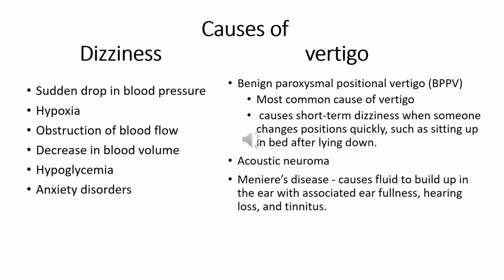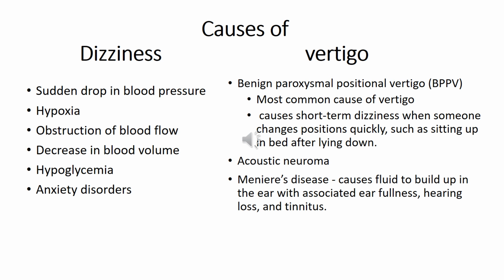There are several different causes of dizziness and vertigo. Examples of factors that may contribute to dizziness are sudden drop in blood pressure, hypoxia, obstruction in blood flow, decrease in blood volume, hypoglycemia, and anxiety disorders.